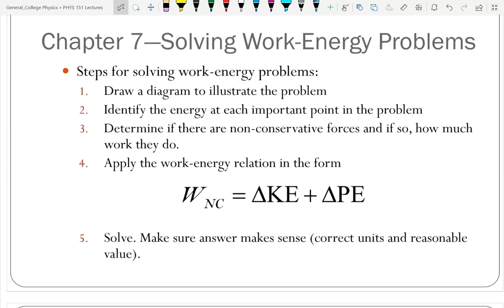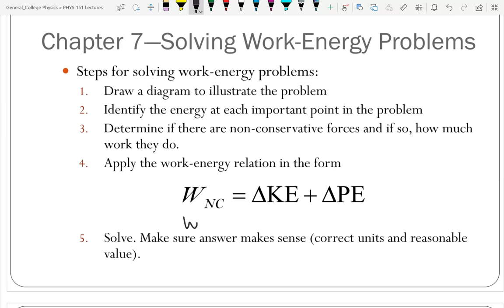Then I determined if there were non-conservative forces, and if so, how much work they did. In the problem I did, there was no non-conservative force. I think it was James that asked about what if there was a non-conservative force, and I gave the illustration of it sliding down and how I would have to calculate the work non-conservative that was done. And then you use the work-energy relation. This is the way that I almost always use it.